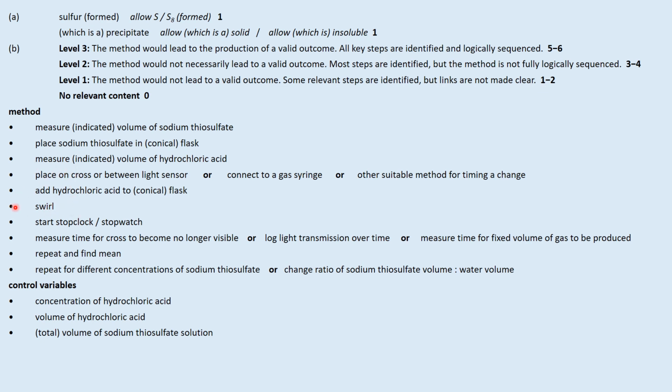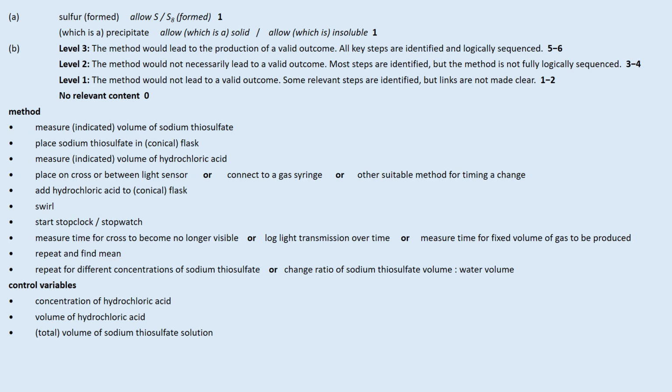Swirl, always good to mix things in chemistry, makes good chemical sense to make sure everything's mixed together. All right, start that stopwatch or stop clock. I would say the word immediately should be there. I mean, this should happen as soon as those two chemicals are added. Then you're going to measure the time for the cross to disappear or for it to no longer be visible. And this here always makes sense. Repeat and find the mean. Obviously that enables you to eliminate errors and anomalies.